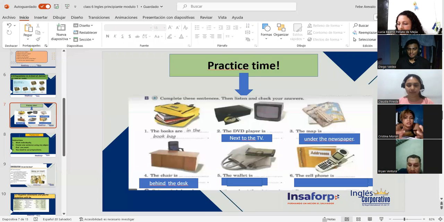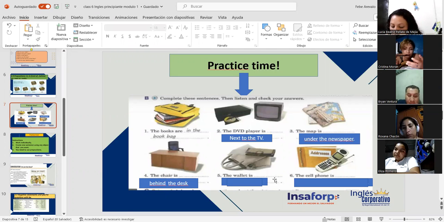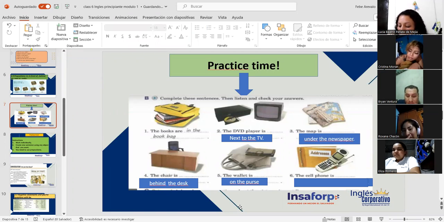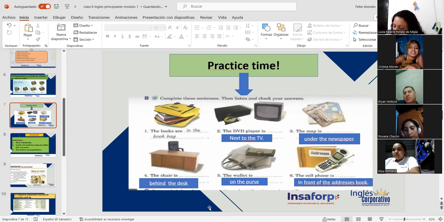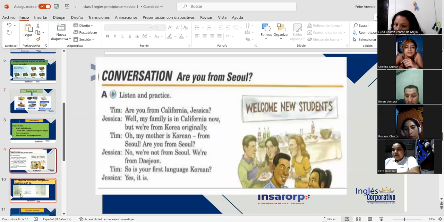Diego Valdez, number five. And Cristina Morán, number six. The wallet is on the purse. Very good, excellent. Cristina, number six. The cell phone is in front of the address book. Check. Very good, excellent. All right, let's move on to the conversation, y'all.